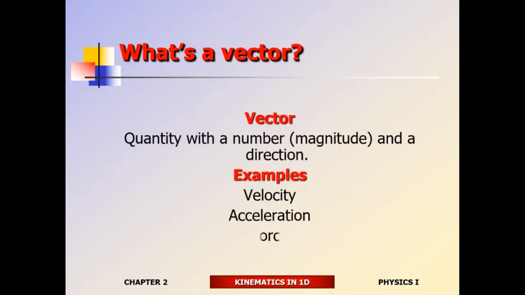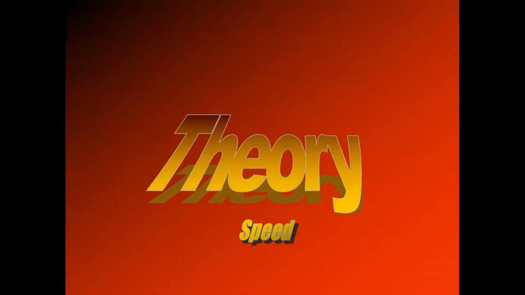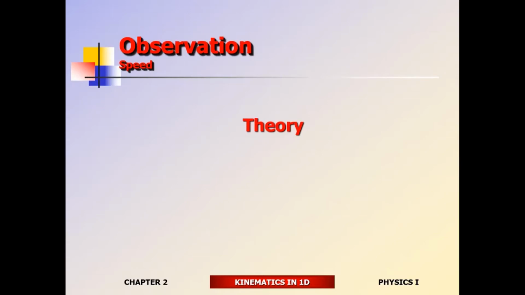Anything that has magnitude as well as direction is known as a vector. Right? So acceleration is a vector. You can speed up in the forward direction and slow down in the opposite direction. All right, so we're jumping into physics.